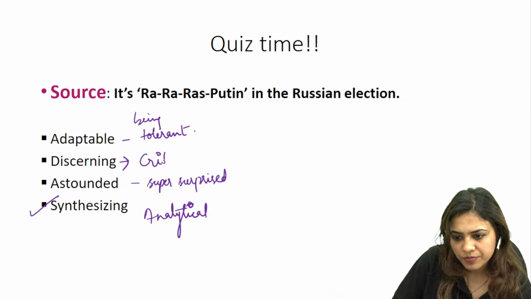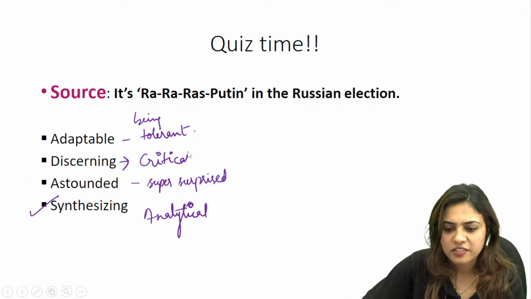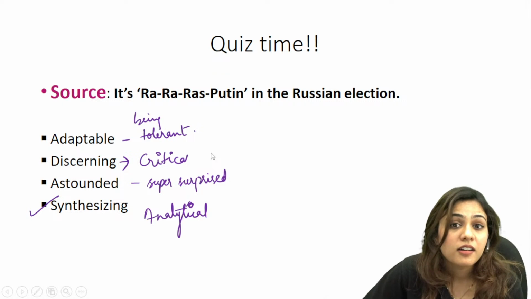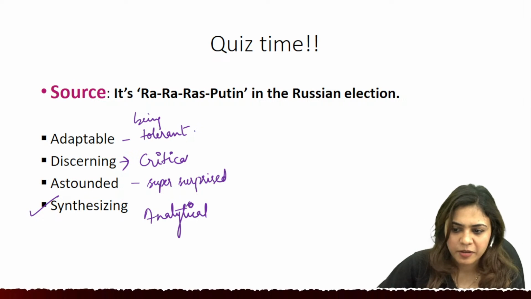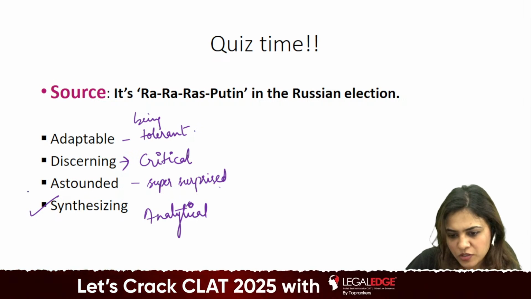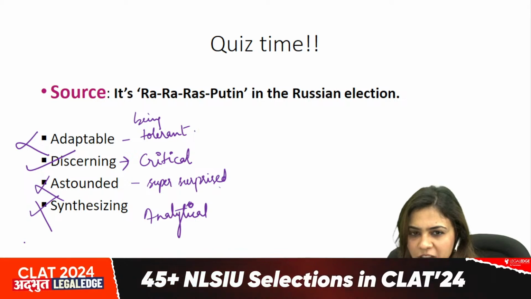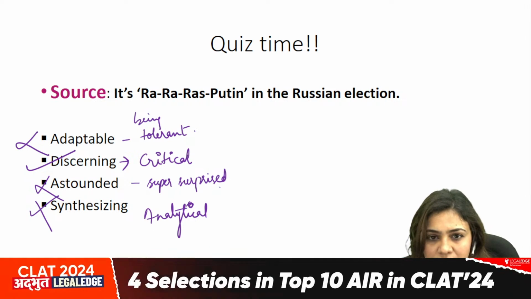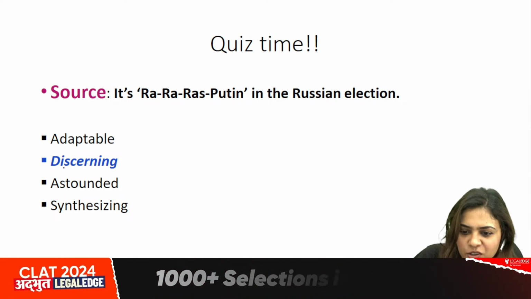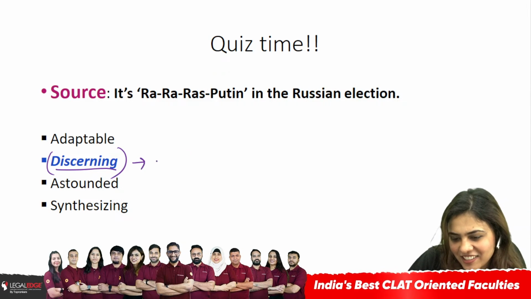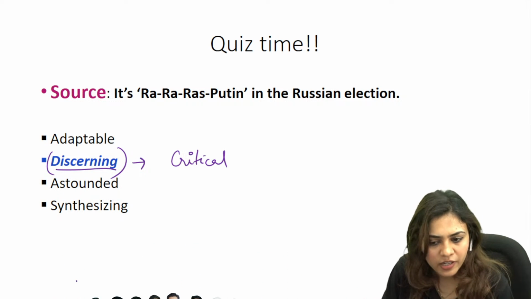Discerning means critical. So it's not completely. अच्छा रुको. The answer is critical, not analytical. My bad. क्योंकि the writer is being critical about Putin being the president for the fifth time. So it's not this, it's not this, it's not this. It's discerning. ठीक है? Discerning means when the writer is trying to be critical as well as analytical. So B is the answer. It means critical, remember that. And synthesizing means analytical. That's another word for analytical.